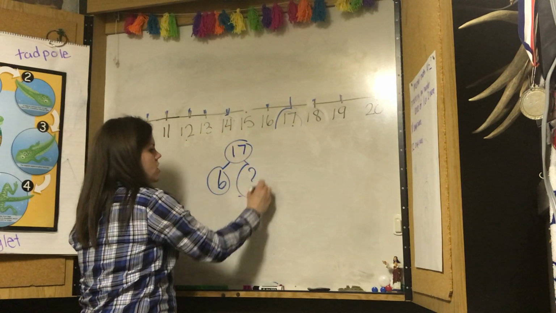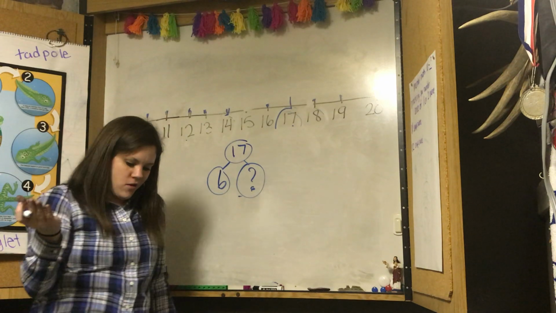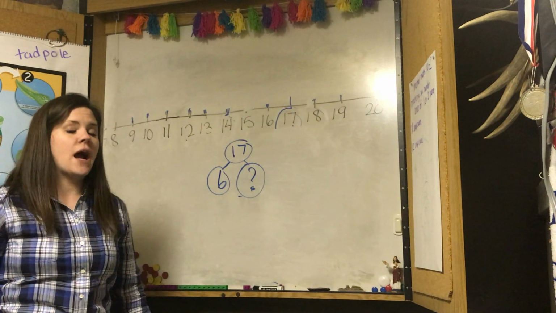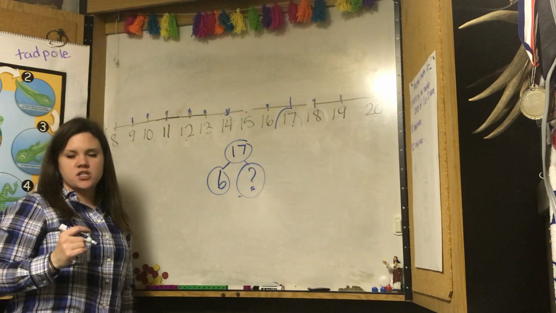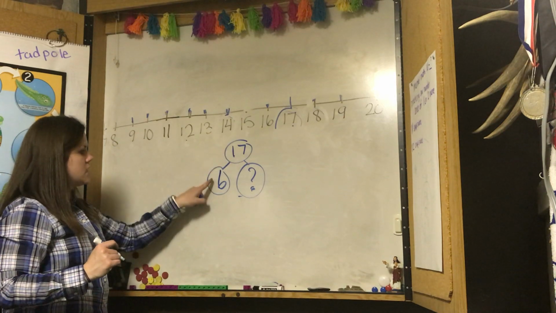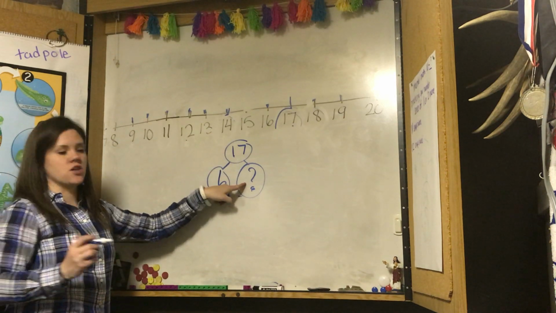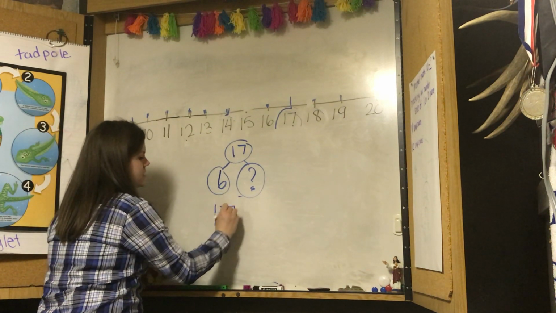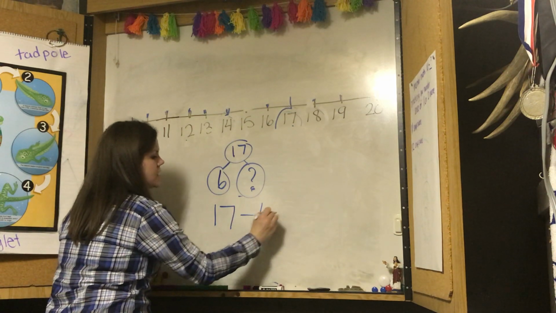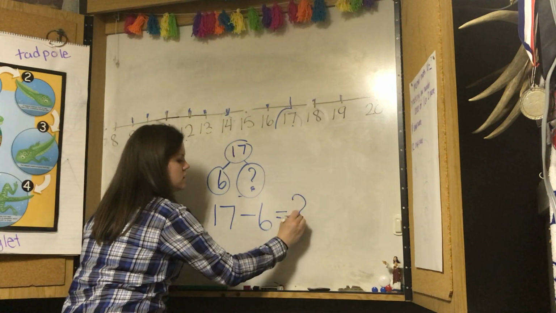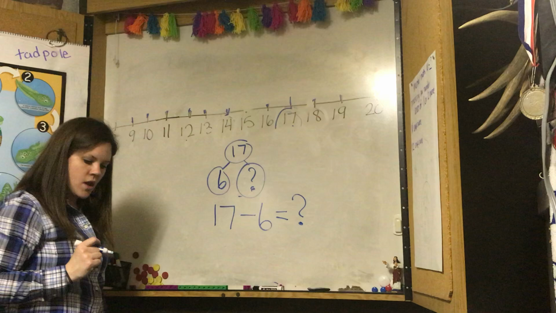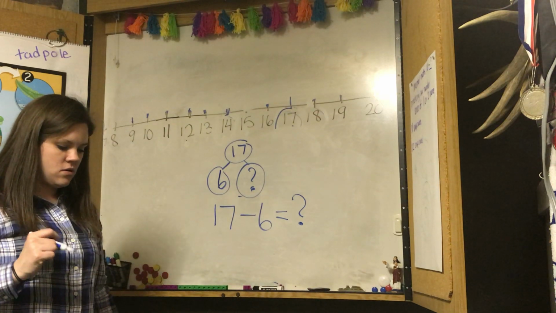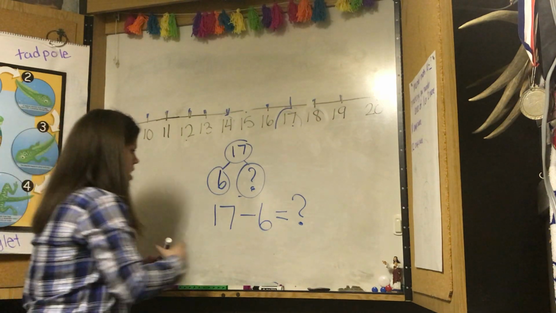The 2 parts are 6, and we don't know what. Write a subtraction equation to solve. So in our subtraction equation, it is part, take away part, equals other part, right? 17 minus 6 equals what? How can we use this? How can we solve that answer?